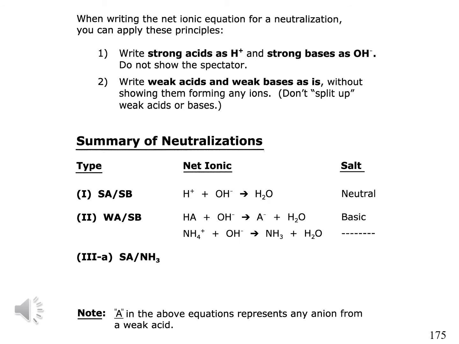If you want to mix a strong acid with ammonia, this is the kind I call 3A. You write NH3 as NH3. It's weak. It doesn't do anything. Write it as it is. Whenever you see this combination, all you do is slap the H plus onto the base. And in the type 3A, you get an ammonium salt, which is an acidic salt.